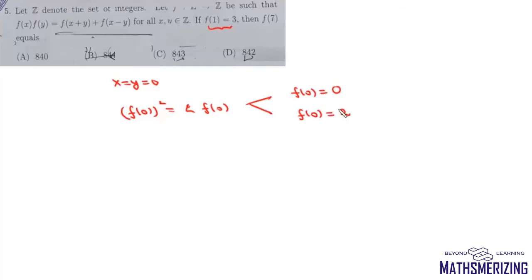f(0) is 2. Now if we take f(0) as 0, then this function will be a constant function whose value is throughout 0. But we are given that f(1) equals 3, so we have to discard this case. So from here we get this condition that the value of f(0) is 2. Now we have the value of f(1) and we have the value of f(0). So we'll find the value of f(2), and for that we'll put both x and y as 1. Now if we put x and y as both 1, we'll get f(1) square, and it'll be equal to f(2) plus f(0).